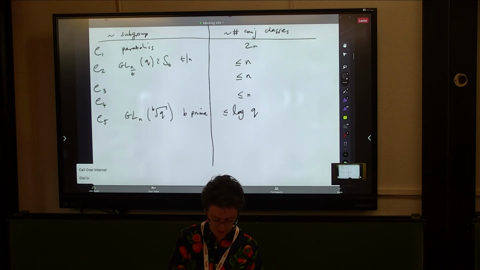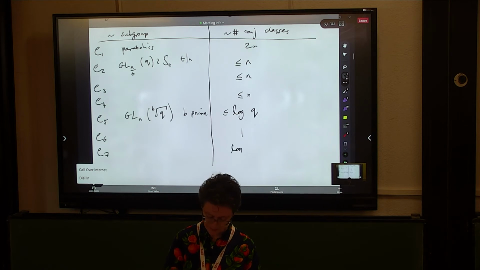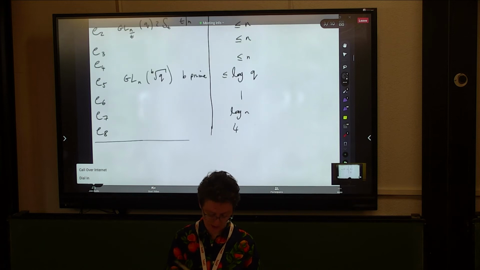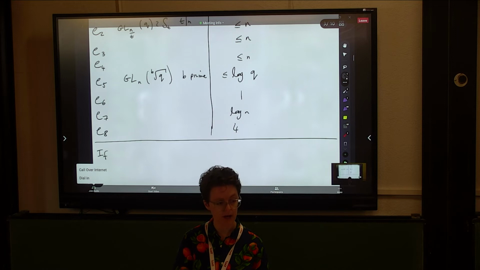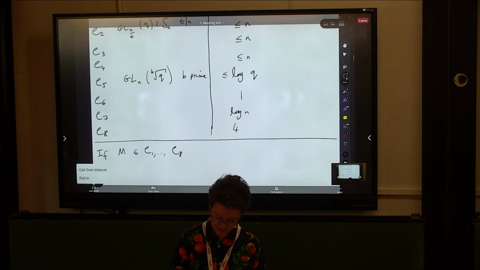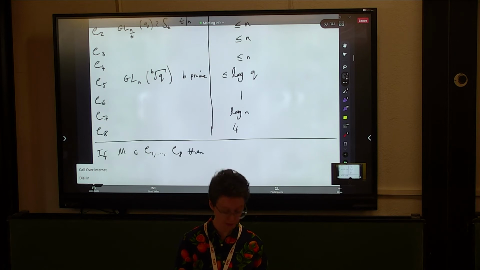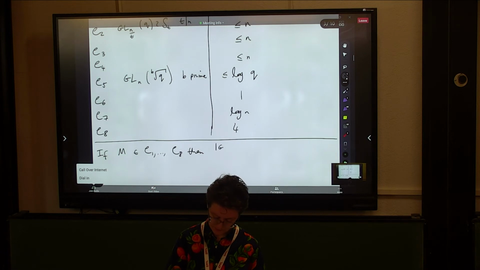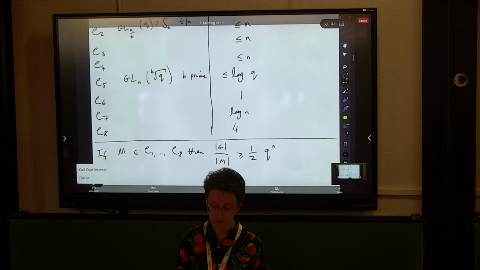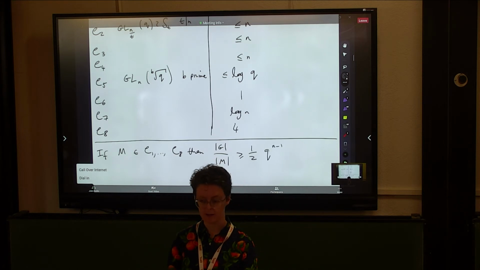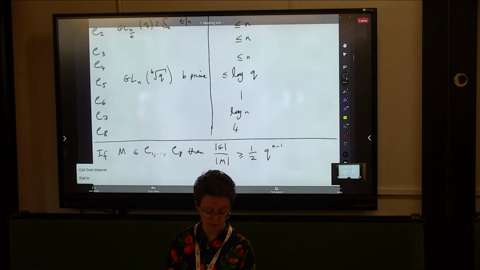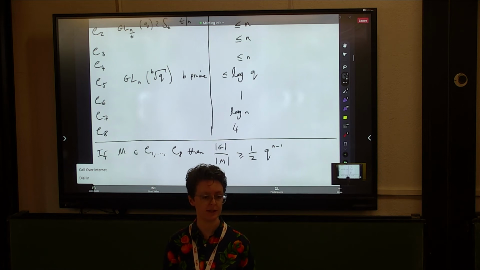I may as well write them out. C6, there's only one of them. C7, there's around log n of them. And C8, there are 4 of them. Okay, and in all of these cases, if M is one of these maximal subgroups, then we have some bound on the index. So we're just going to stick these two things together to get the contribution to our sum of all of the representatives from C1 to C8.